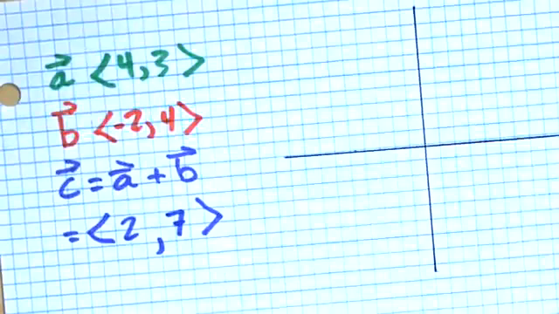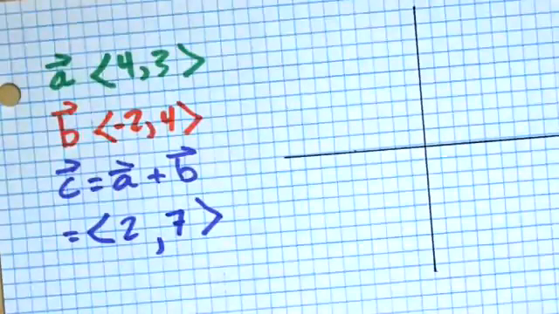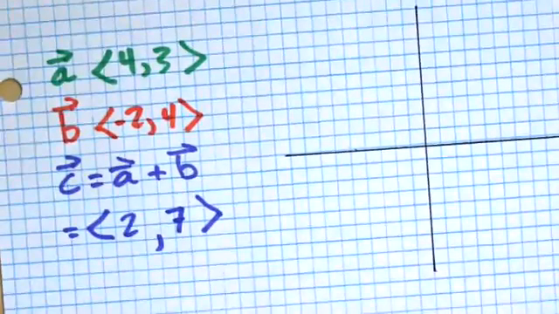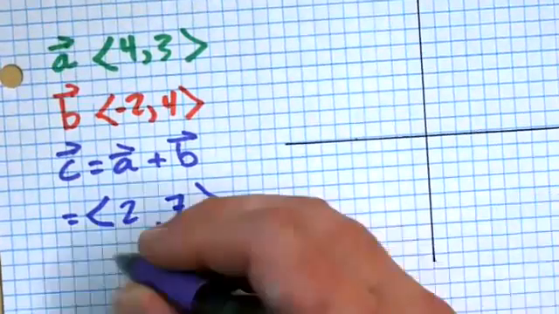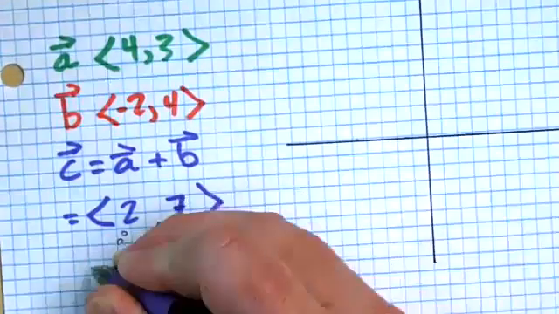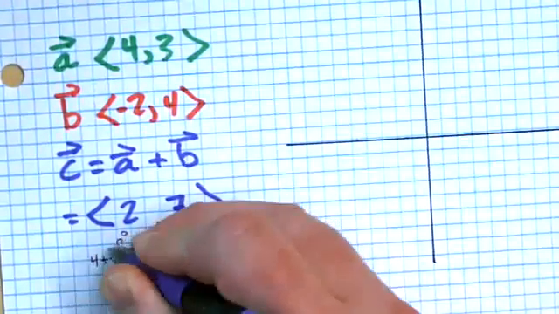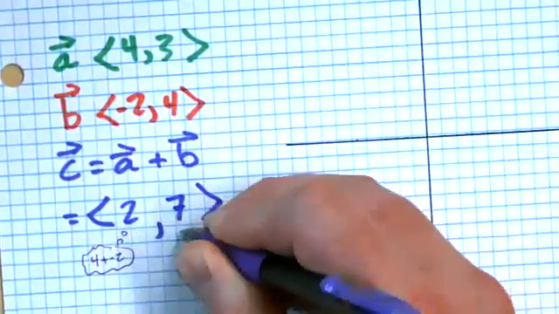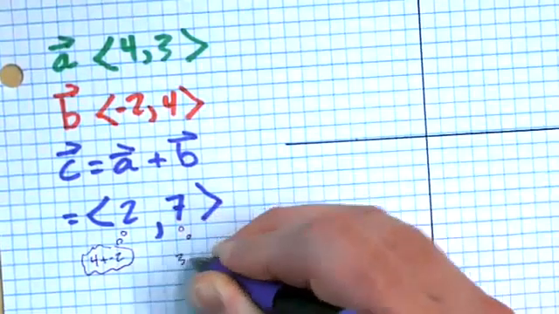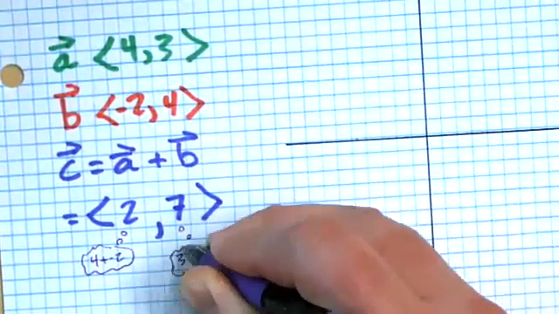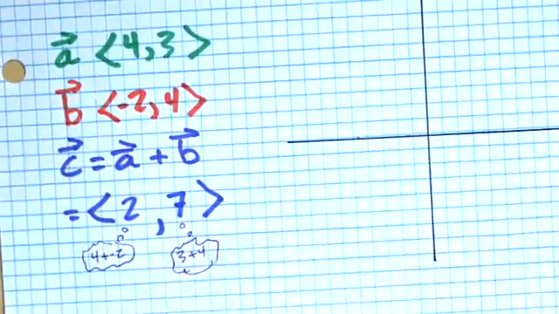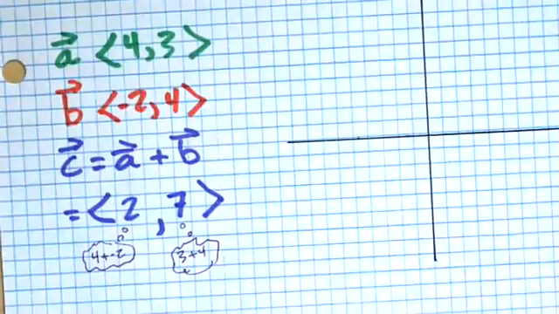Oh, so glad you asked. Question is now, what's a vector? We're about to get into that. I'm going to make myself a little note of where this came from. This was 4 plus -2. And this was 3 plus 4. So we're just adding the components of the 2 vectors together.